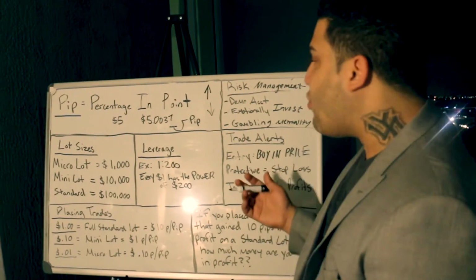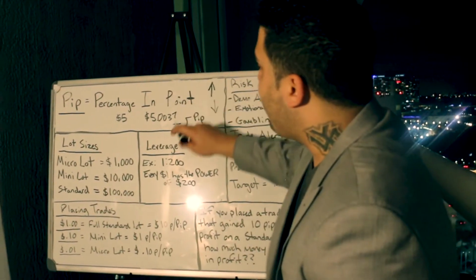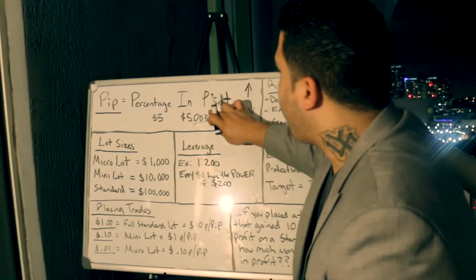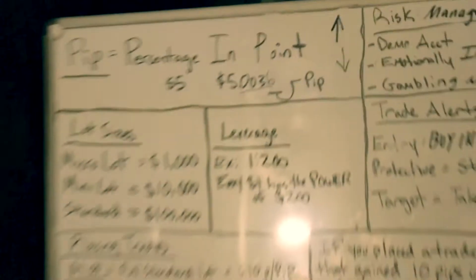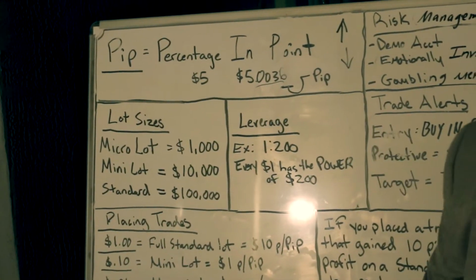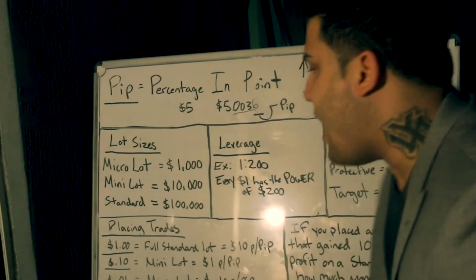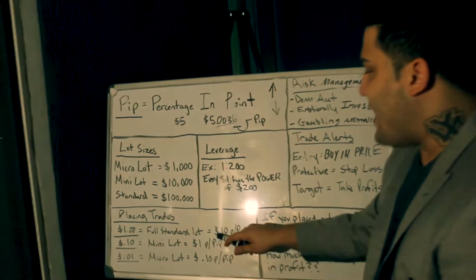But then it goes down 1 pip, okay? So let's say you start over here at your entry point, then it went down 1 pip. I do want you guys to understand that it would be a loss of $10 if you were trading on a full standard $1 lot, right? Now, that's $10 a pip.